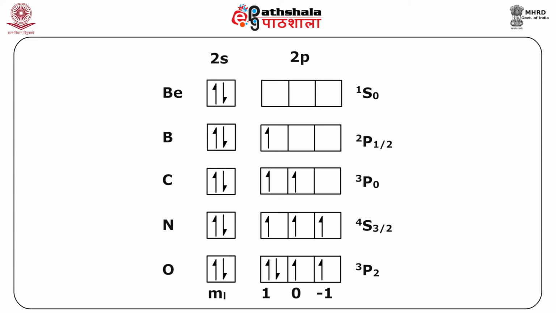Oxygen we have already discussed in detail, it is the analog of carbon, but here there are the same number of electrons as the number of holes in carbon. So the ground state is not 3P0 like carbon, it is 3P2.